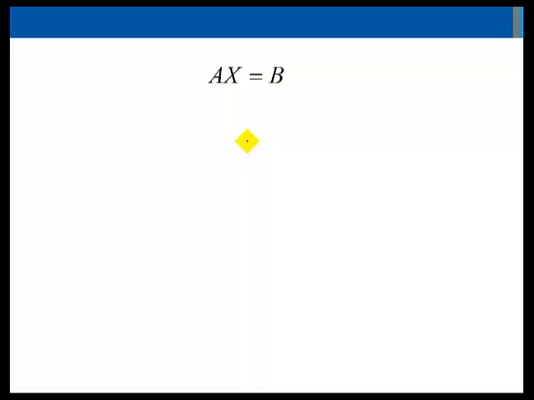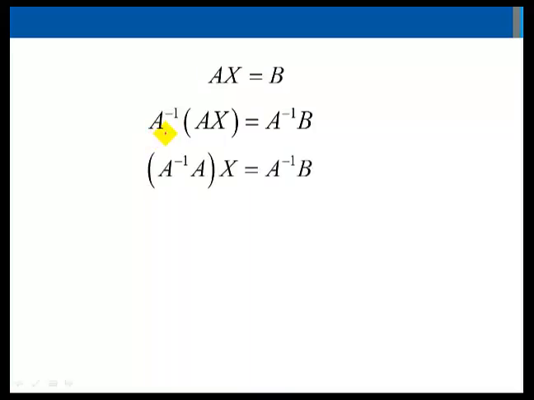So AX equals B. We'll start by multiplying on both sides of our equation by A inverse. A inverse times AX is equivalent to A inverse times A times X. Matrix multiplication is associative. A inverse times A is equal to the identity matrix I. I times X is equal to X, so I have X equals A inverse B, and we've solved for X here.